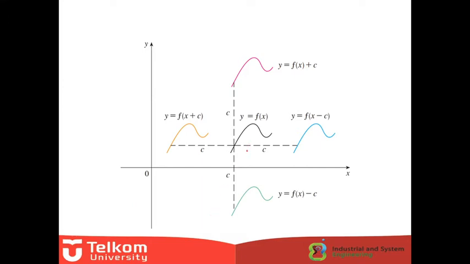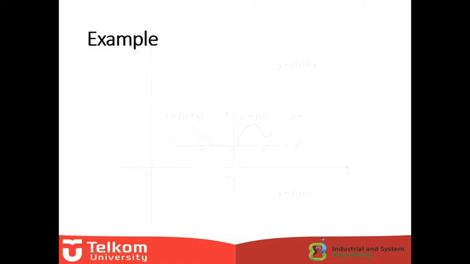If you add a positive value to y, or to f(x), it will move up, or move down if you subtract. If you add or subtract from x, you have to move left or move right. For example, sketch the graph of f(x) like this one. How can you define this graph?